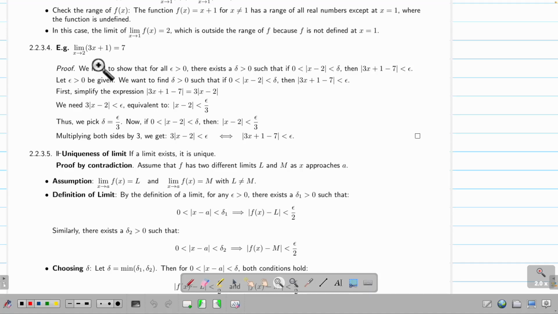Prove that the limit of 3x plus 1 as x goes to 2 is 7. In high school, you just said, okay, 3 times 2 plus 1. This calculation is primary school. But proving this is 7 is not primary school. So here's the thing. We need to show what?